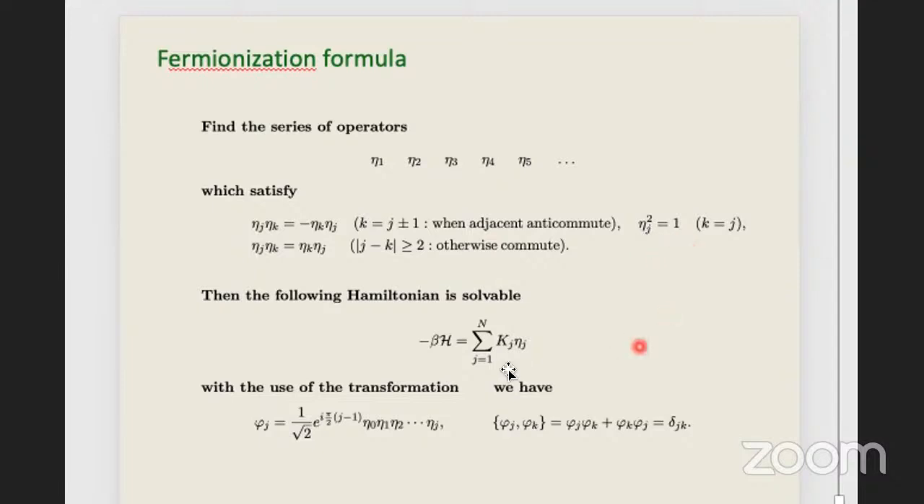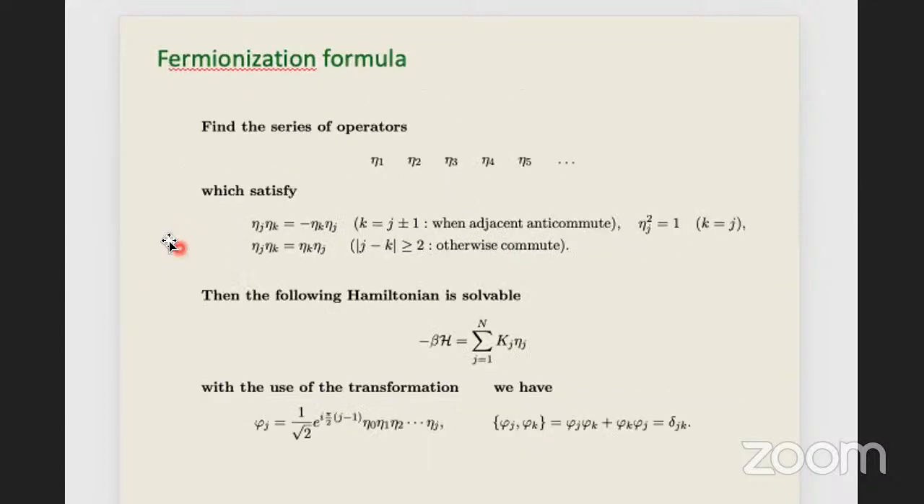So then the following Hamiltonian is solvable. This is eta j, and kj is a coupling constant. The transformation to diagonalize this Hamiltonian is explicitly given here. Then these phi j satisfy these anti-commutation relations, and they are the Fermi operators. So we obtain the Fermi operators.